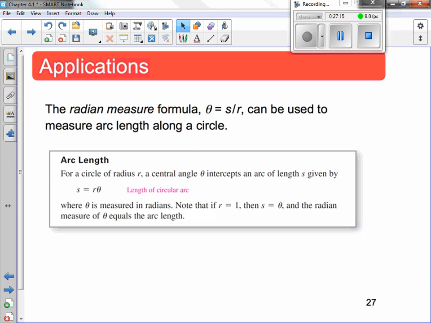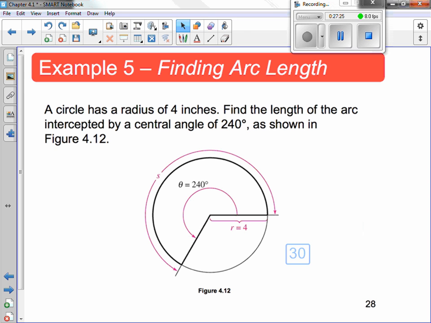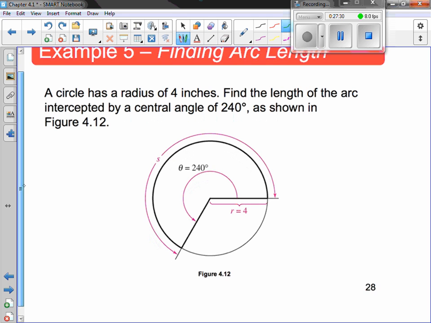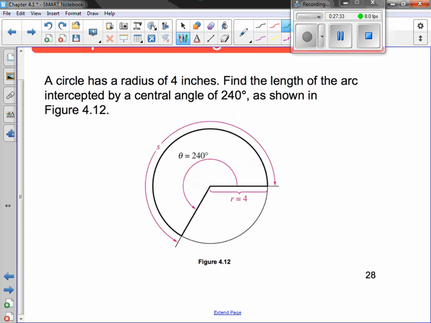Now this is the last thing we'll talk about, arc length. For a circle of radius r at a central angle theta, the arc length s is given by s equals r times theta. So if I know the radius and the arc measure, we'll multiply them together. For these, we need the arc measure in radians, not degrees. They told us it's 240 degrees. I can convert this from degrees to radians by multiplying it by pi over 180.